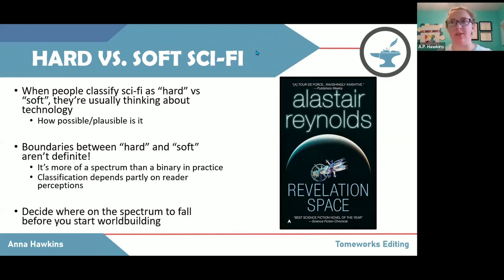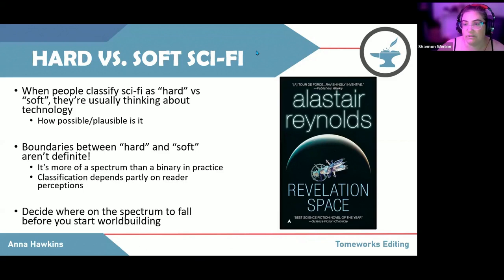Hard science fiction tends to emphasize the technology as a central focus or a central theme of the work, versus soft science fiction, where the technology exists to serve the actual work, and the focus is more on the humanity aspect. And so that, I think, is a relic of that older definition of hard versus soft sci-fi, where hard is the hard sciences and soft is the soft sciences like psychology and things like that.